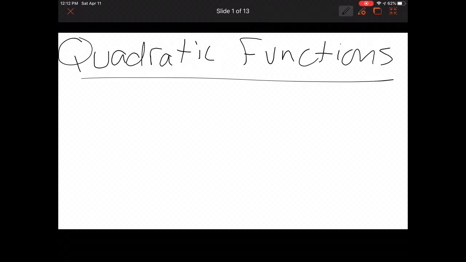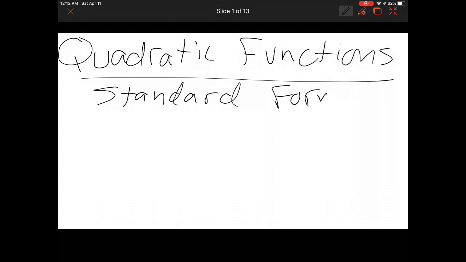All right, hello. For now, we're going to begin our short but very important journey on quadratic functions. Quadratic functions are functions that are raised to the x squared. So, in standard form, it is ax squared plus bx plus c. So that is standard form.